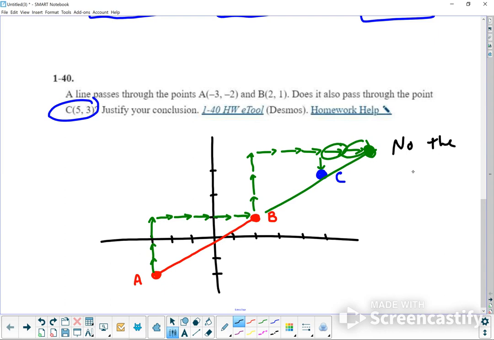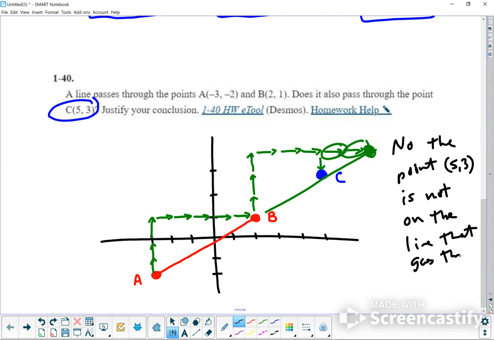The point 5, 3 is not on the line that goes through negative 3, 2, negative 2, 2, and 2, 1. Okay. Okay, we'll end it.